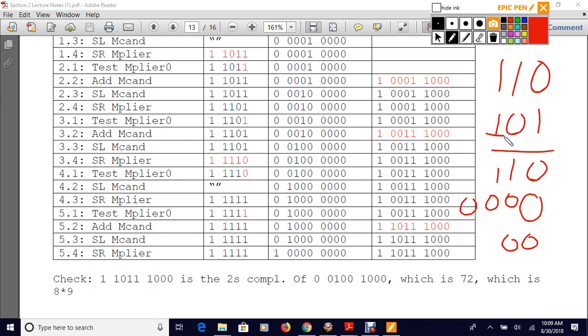Second algorithm, so that gives us our third value. That gives us 0, 1, 1, 0, 1, 1, 1, 1. And that's 30, which is correct.